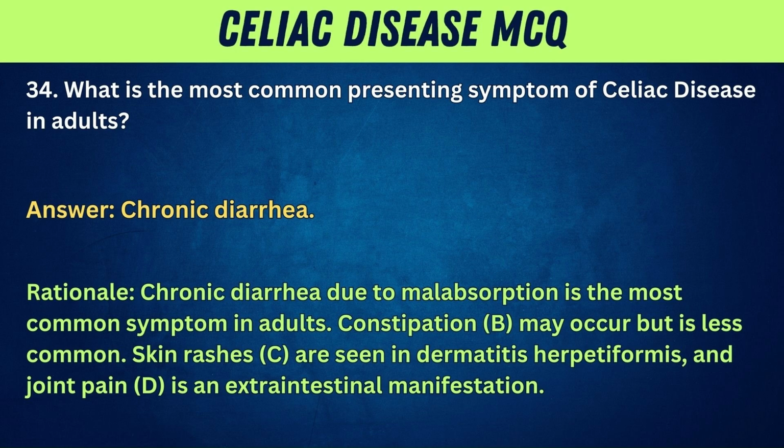Skin rashes, C, are seen in dermatitis herpetiformis and joint pain, D, is an extraintestinal manifestation.